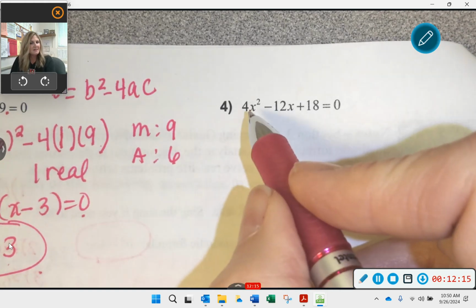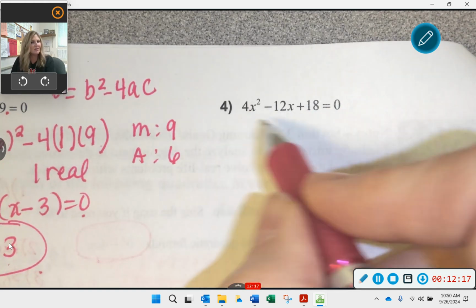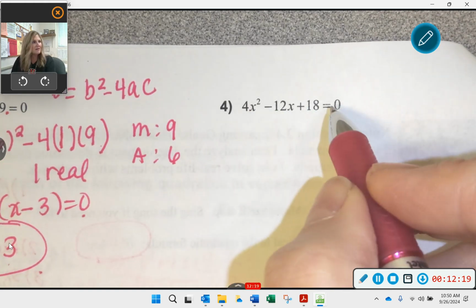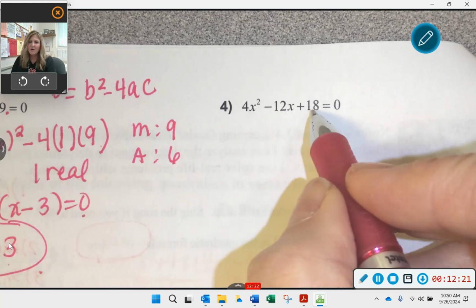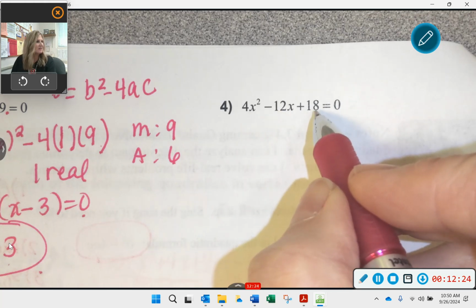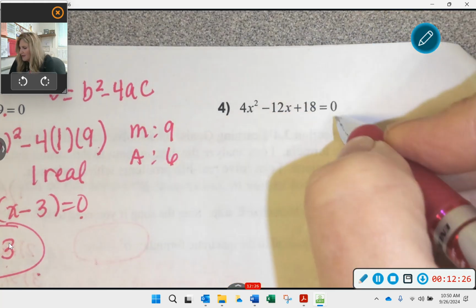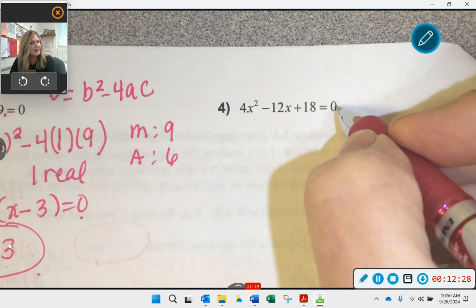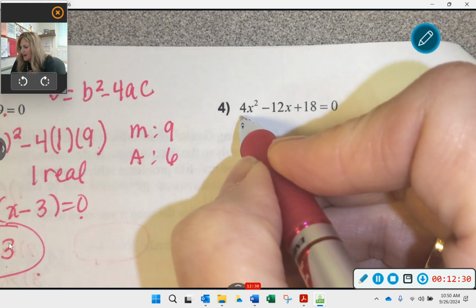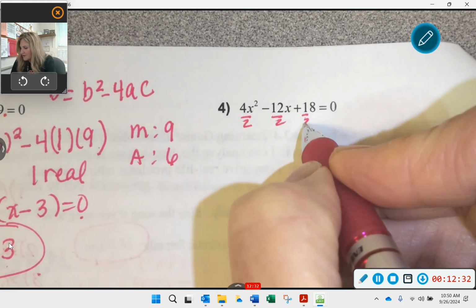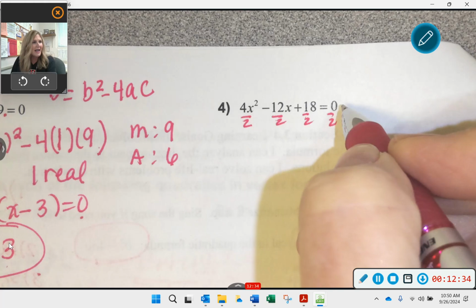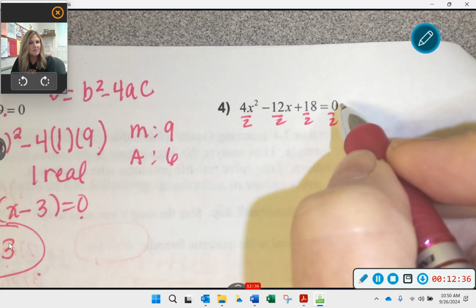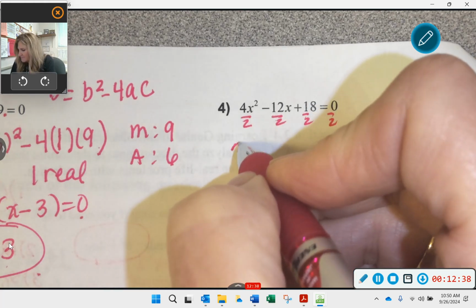All right, guys. What about this one? How can I start it? Do what to it? Divide by 4. Ugh, I don't know if I want to. Let's divide by 2. And because it's equal to 0, I'm allowed to just divide every term by 2. If it's equal to y, I can't do that. But if it's equal to 0, I can.